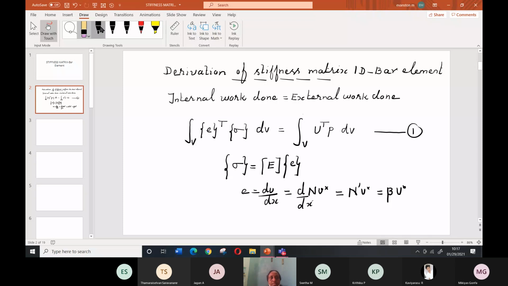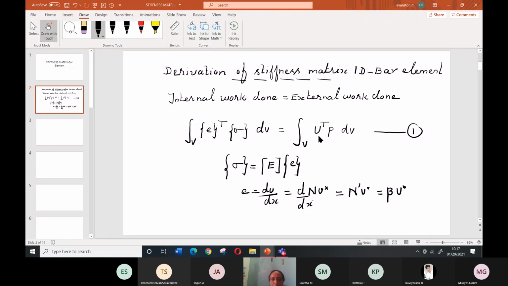Anybody is having doubt in this? No, no. Okay. Then we can proceed here. What I'm going to do is just substitute the value of sigma and E. I know the value of sigma, I know the value of E, I'm going to substitute here.